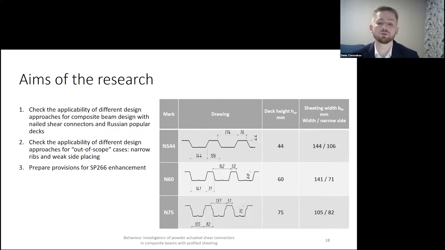And so what I want to get after this research. As you could see, we have some specific decking in Russia. The specificity is related with the aim of these decks. They were designed for roofing, but not for formwork. But historically, they are used for this purpose. And they all have stiffeners in the middle, and they have narrow and deep ribs, which creates not the best conditions for shear connectors working. Not only the nailed connectors, but any type of them.